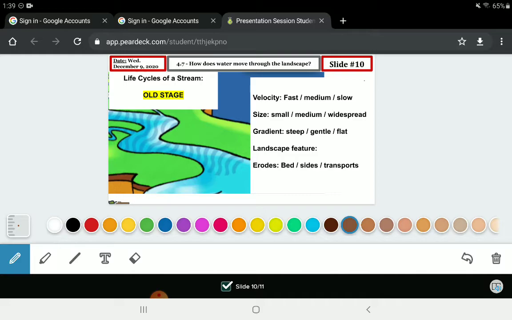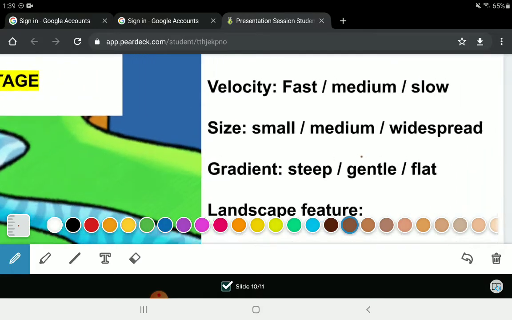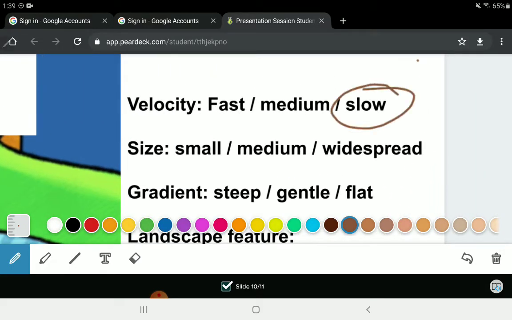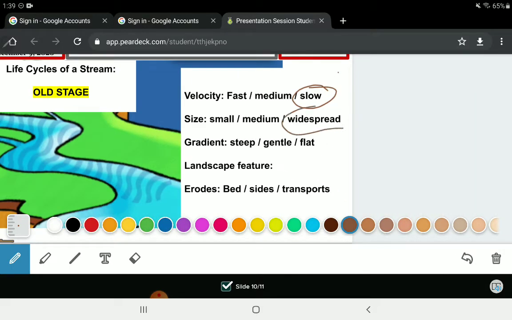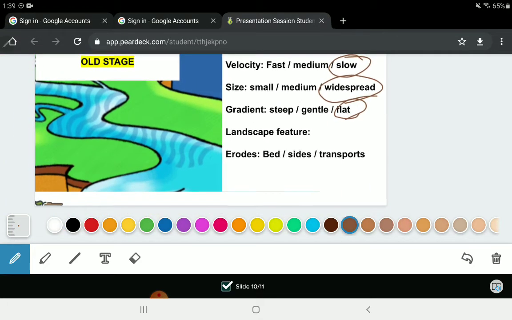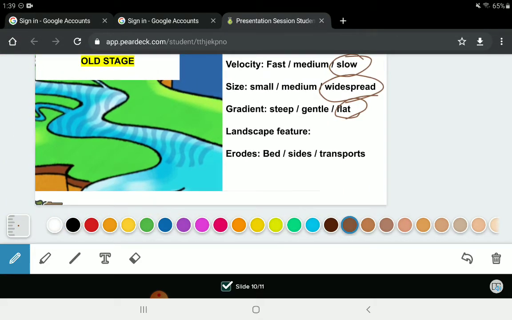So this last stage of the river life cycle is just like you guys are already anticipating. The velocity is slow. It's very widespread. The gradient's pretty flat once it reaches the bottom of the hill, so it gets to slow down. And some of you are already guessing this, at this stage, it mostly does, in fact, transport.